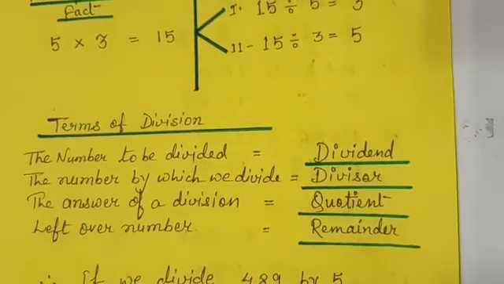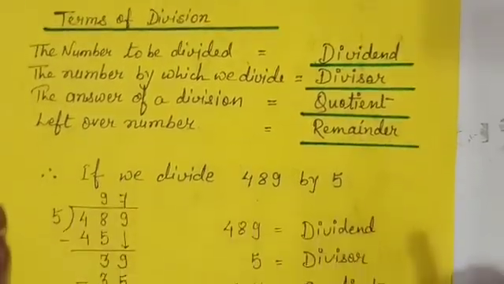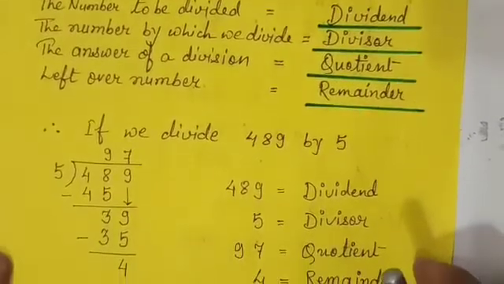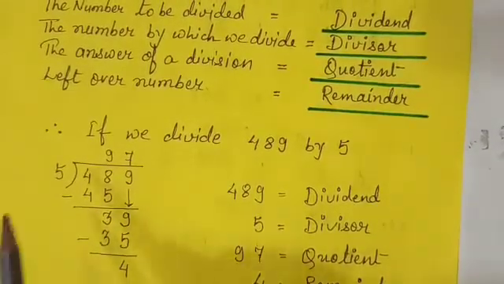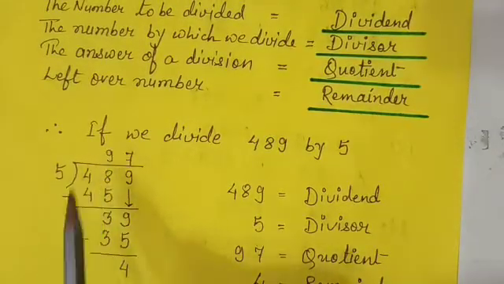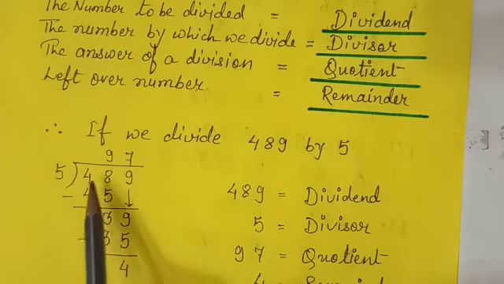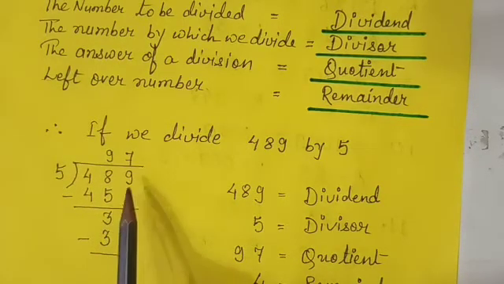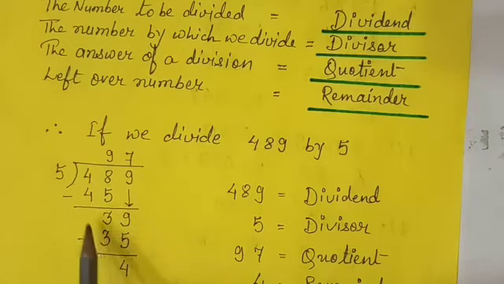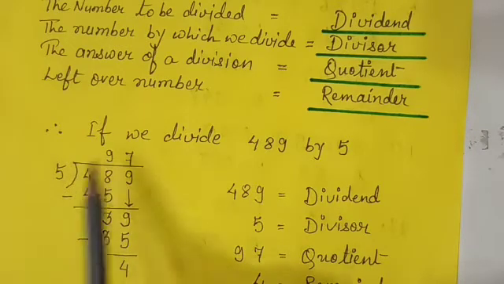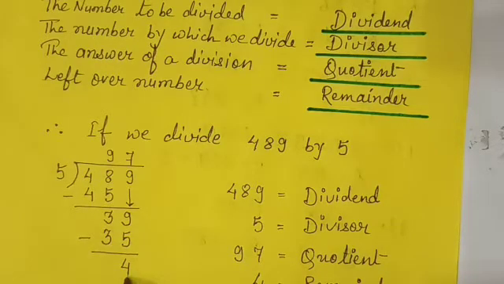Now see one division, 489 divided by 5. When we divide 489 by 5, first of all 5 9s are 45. After subtraction getting 3, 9 placing down here. Therefore our target number is 39. 5 7s are 35. Finally 4 we are getting as remainder.